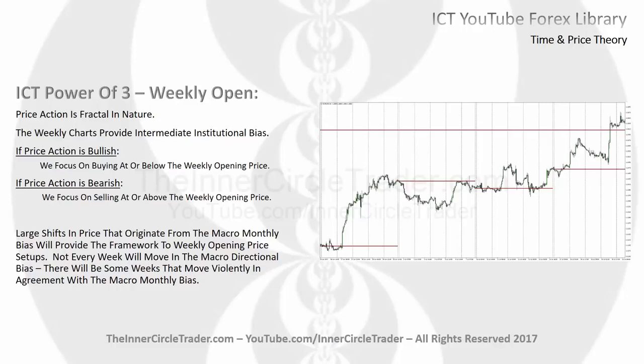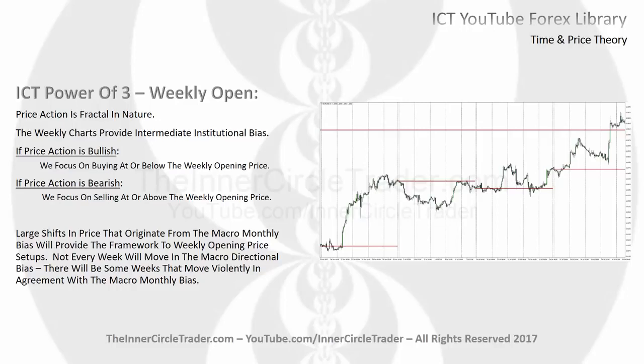But what we use for the weekly open, if we know that our analysis leads us to a bullish weekly perspective, we're going to be focusing on buying at or below the weekly opening price when bullish. And when we're bearish on the weekly, we're going to be focusing on selling short at or above the weekly opening price. Now, large shifts in price that originate from the macro monthly bias will provide the framework to weekly opening price setups.